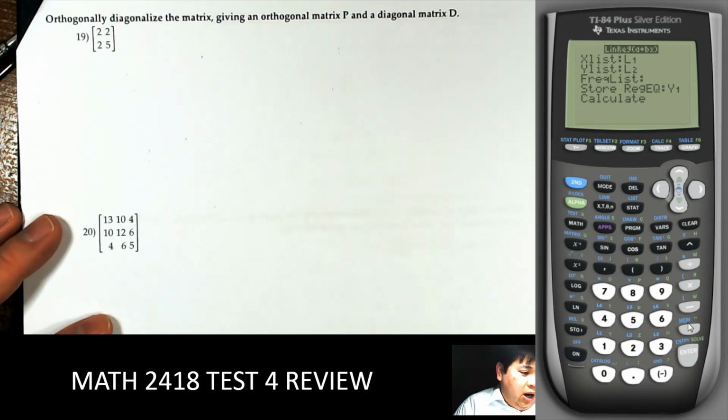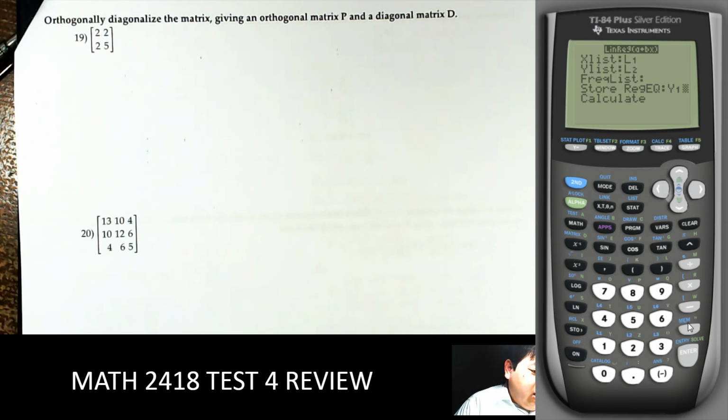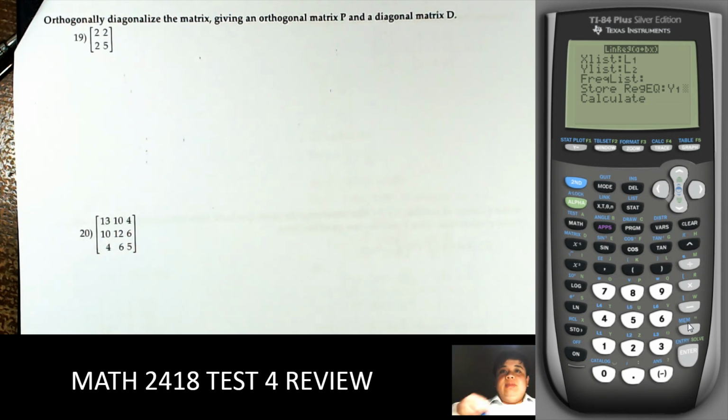Right, next, orthogonally diagonalize the matrix, given the orthogonal matrix P and the diagonal matrix D. This is going to be a long problem. Let me think a little.